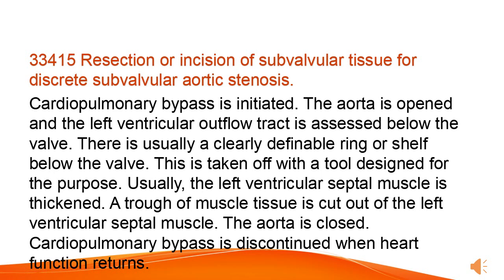Resection or incision of subvalvular tissue for discrete subvalvular aortic stenosis. Cardiopulmonary bypass is initiated. The aorta is opened and the left ventricular outflow tract is assessed below the valve. There is usually a clearly definable ring or shelf below the valve. This is taken off with a tool designed for the purpose. Usually, the left ventricular septal muscle is thickened. A trough of muscle tissue is cut out of the left ventricular septal muscle. The aorta is closed. Cardiopulmonary bypass is discontinued when heart function returns.